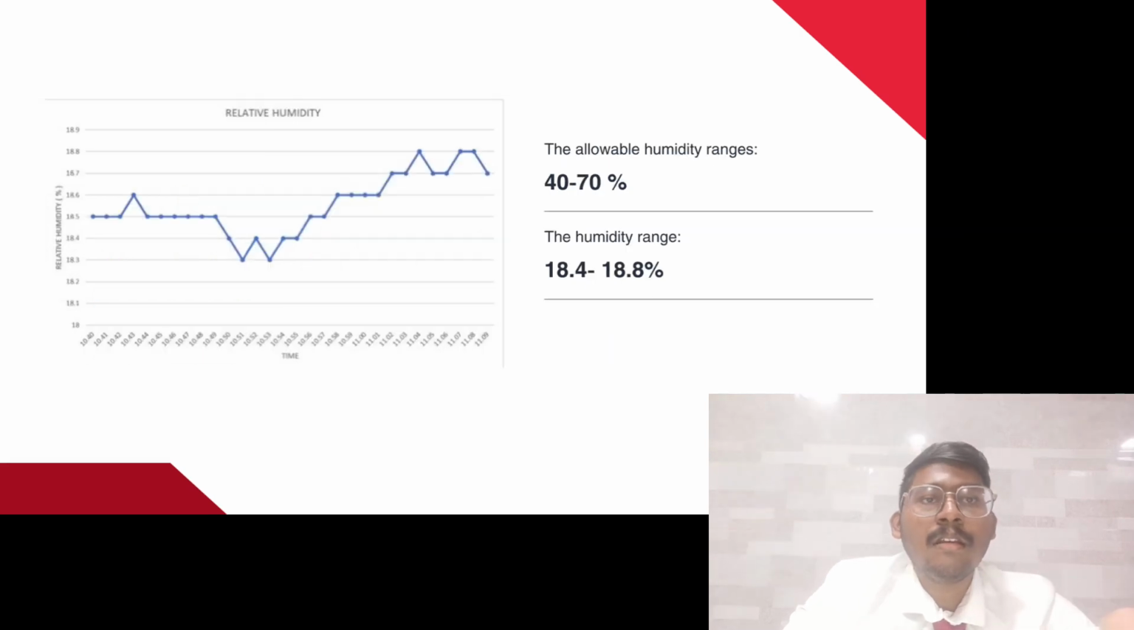Relative humidity: the acceptable range is between 40 to 70%. From the graph, you can see that the relative humidity is between 18.4 to 18.8. This range is below the acceptable limit. In our examination, we conclude that this is because of a few factors such as an air conditioning problem or equipment that generates heat. This is because during the examination, there were many people inside the room.